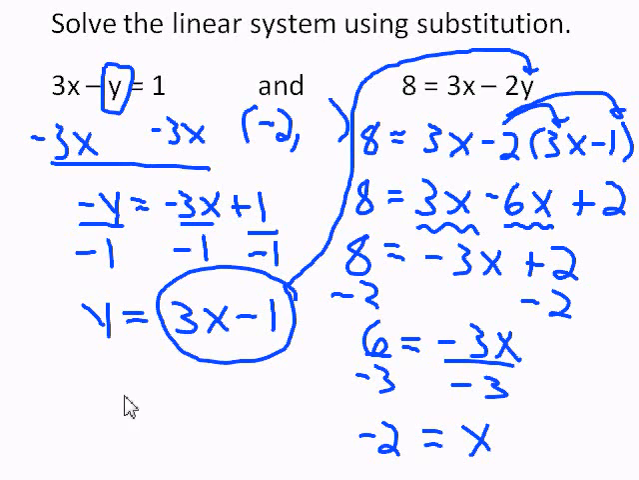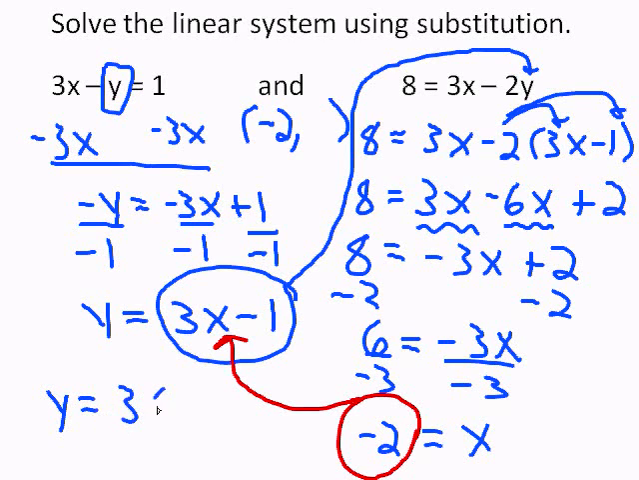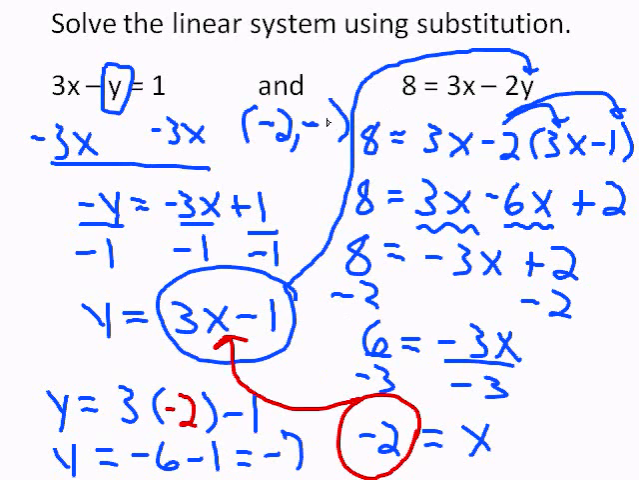Well, the convenient thing is we've already solved for the y in our first equation. So I can take this negative 2 and substitute it in for the x of that equation I got earlier. This will give me y is equal to 3 times negative 2 minus 1. So y is equal to 3 times negative 2 is negative 6 minus 1. So y is equal to negative 7. So our solution should be negative 2 comma negative 7.